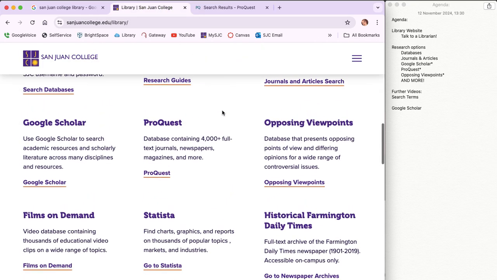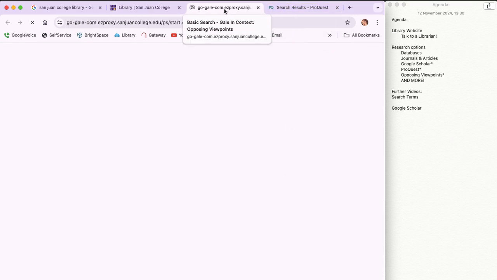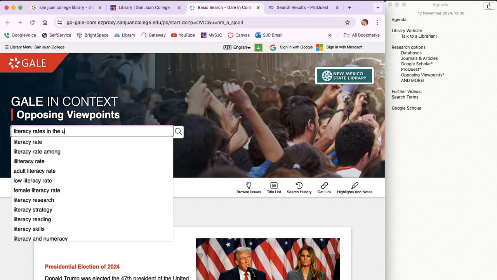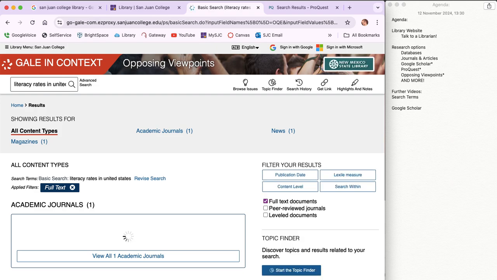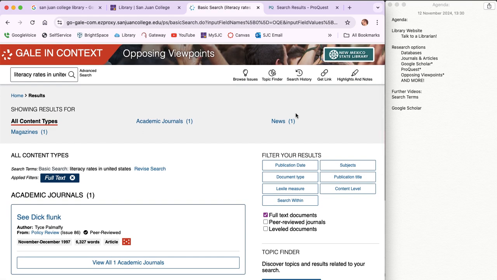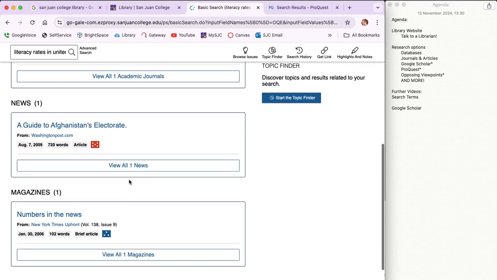But I'm going to go back to the library one because that was ProQuest, but I want to look up opposing viewpoints. As you can see, it's opening up a new window for me, and it has a different sort of search. So I'm going to look up literacy rates in the United States, to see what happens. Because remember, I had the same search term. So let's see what happens if I use the same search term in a couple of places. Because I gave so much detail, I have an academic journal, news, and a magazine. So I have 111. That's pretty amazing. That's rarely going to happen to me.